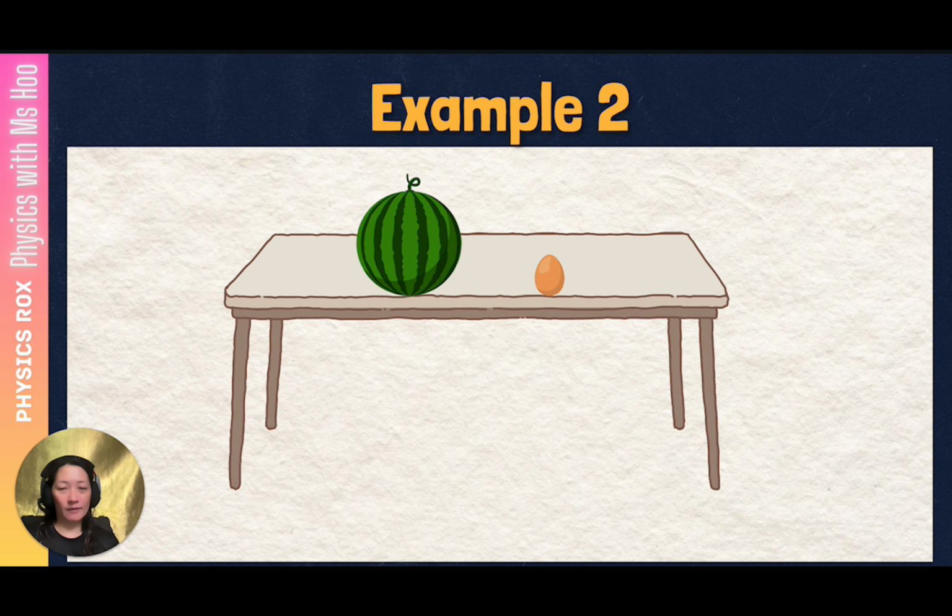Now, let's take a look at this example. If we were to push a watermelon and push an egg off the table, what's going to happen? If they're both going to hit the ground, obviously they're going to crack. Just to let you know, it doesn't matter what the mass of the object is. You could have a huge heavy watermelon like this and a much smaller lighter egg. If they both fall off the same height, they will both reach the ground at the same time.